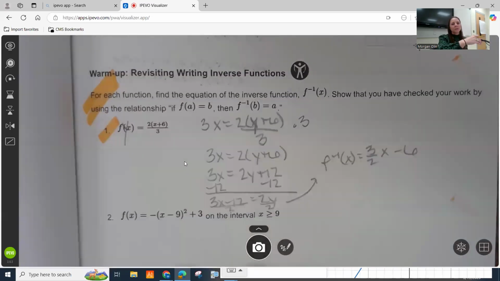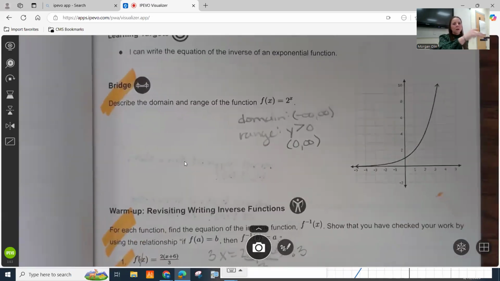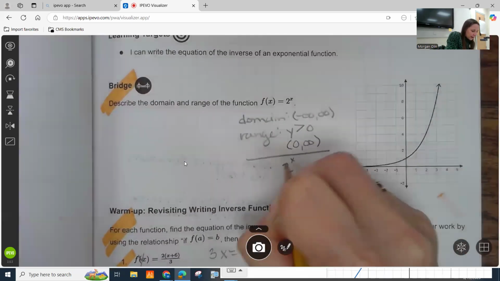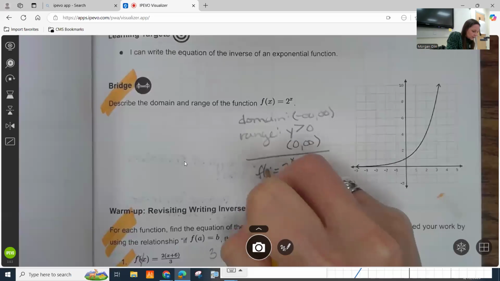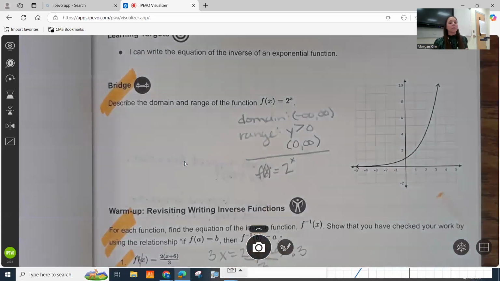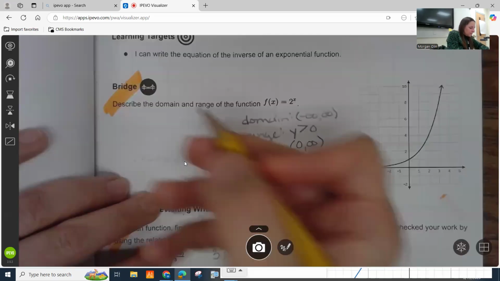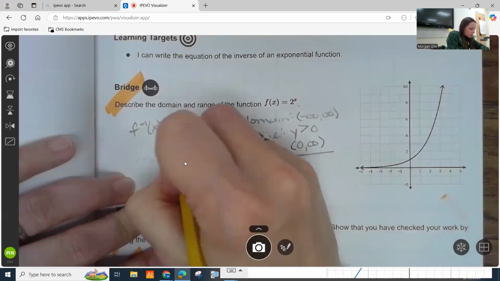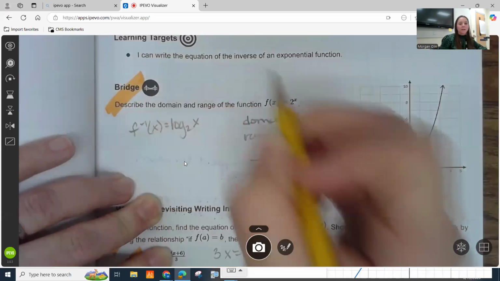Now, let's go back up to this function right here. All of this right here describes 2 to the x. So f of x equals 2 to the x. Now, the other day we talked about the inverse of an exponential. Well, what is the inverse of an exponential? What do you remember? It's a log. So the inverse in this case of f is going to be, remember, log base 2 of x.